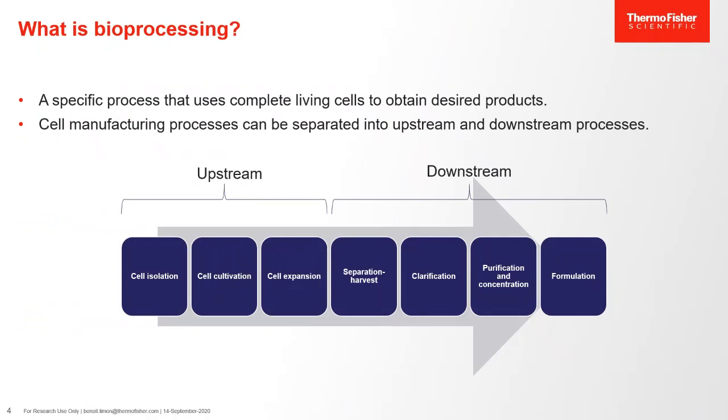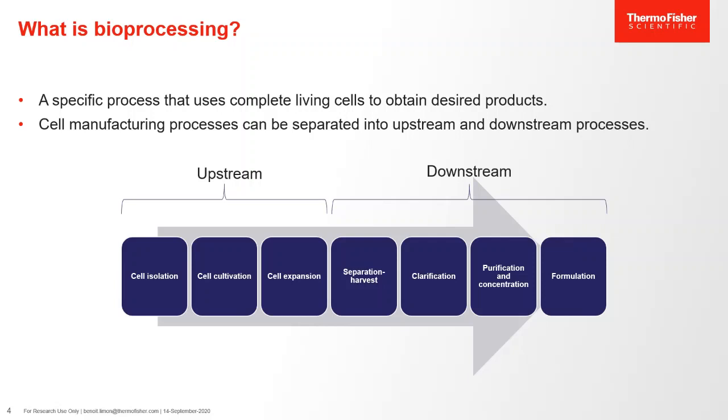Yeah, sure, TT, and hello, everyone. So, what is bioprocessing again? This is a reminder for everyone that bioprocess is a specific process that uses complete living cells to obtain the desired products. The cell manufacturing processes can be separated into an upstream and downstream process.